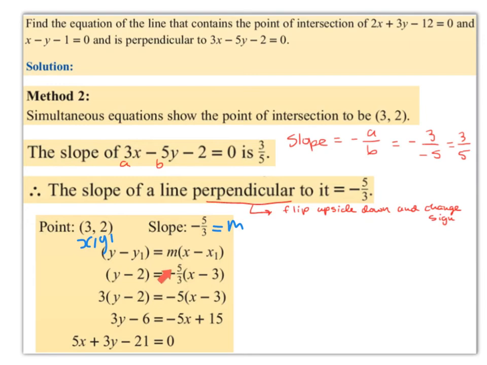Then to get rid of the fraction, we multiply both sides by 3. So we get 3 times (y - 2) = -5 times (x - 3). Multiplying out the brackets, we get 3y - 6 = -5x + 15. Bringing everything over to the left-hand side, we get 5x + 3y - 21 = 0. So either of these two methods will work.